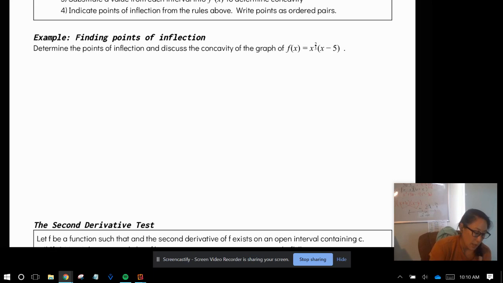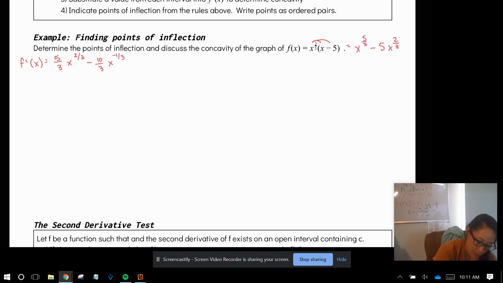So we need to start by finding the second derivative. So f prime of x is equal to, and I am going to simplify this function by distributing in the 2/3. So I get x to the 5/3 minus 5x to the 2/3, giving me a derivative of 5/3 x to the 2/3 minus 10 over 3 x to the negative 1/3.